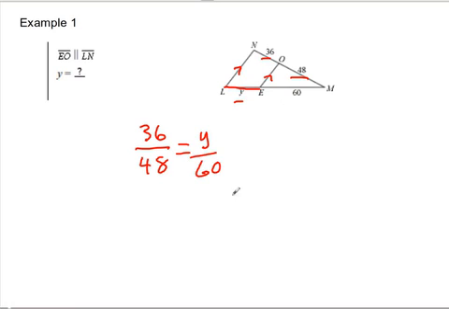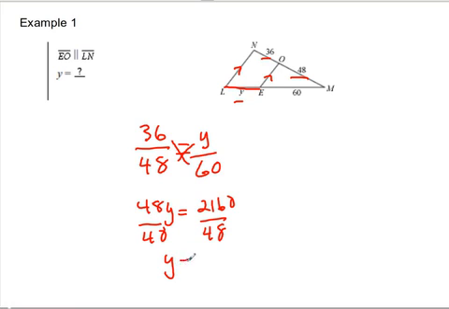And I'm going to go ahead and cross multiply. And 36 times 60 is 2,160. 48 times Y is 48Y. And next to my equation solving, I'm going to divide both sides by 48. And Y equals 2160 divided by 48, which is 45. Yeah, so that's a nice shortcut. And rather than working with two triangles, you can work with those segments.